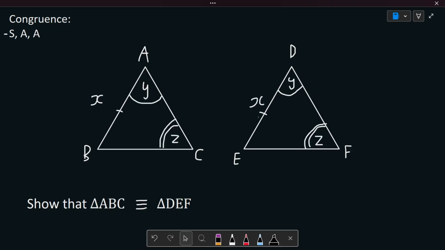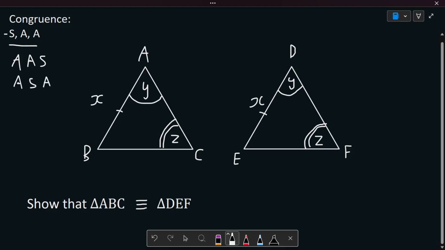Okay, so here's our next reason, and our second last reason for congruency. So we have side, angle, angle. And unlike the last reason that we did, where the order really matters, with this one, the order doesn't matter. So you can actually work with angle, angle, side, or you can work with angle, side, angle. This one doesn't matter in this case. But when it comes to side, angle, side, you have to consider the order as side, angle, side, and none other.